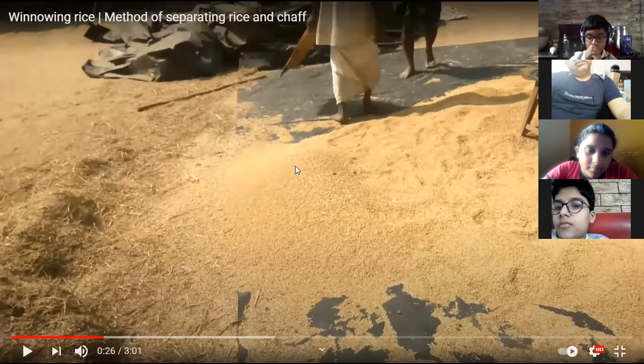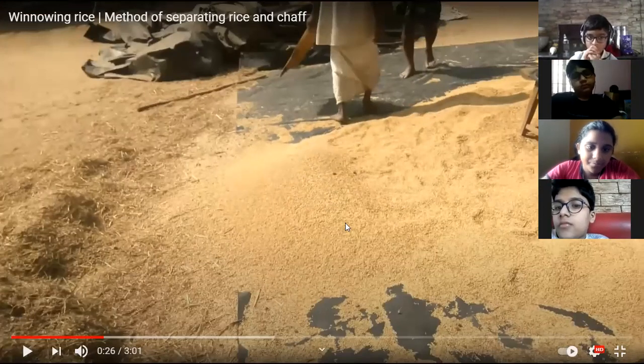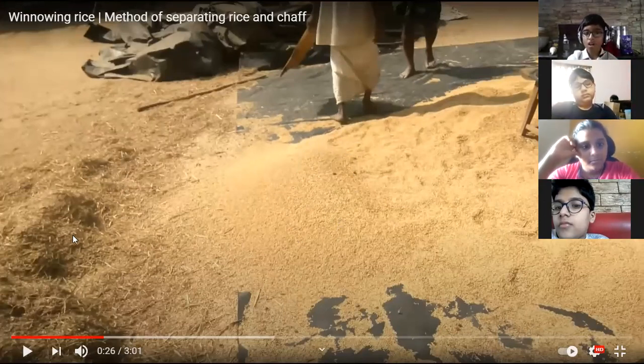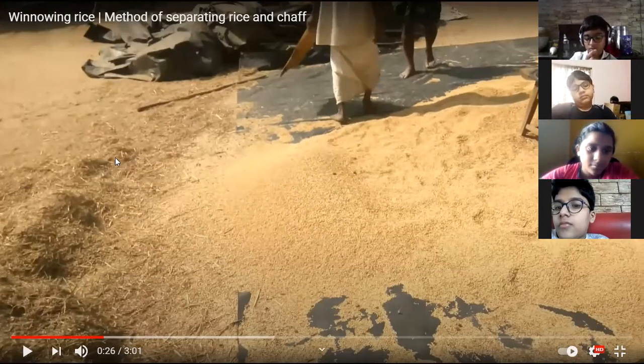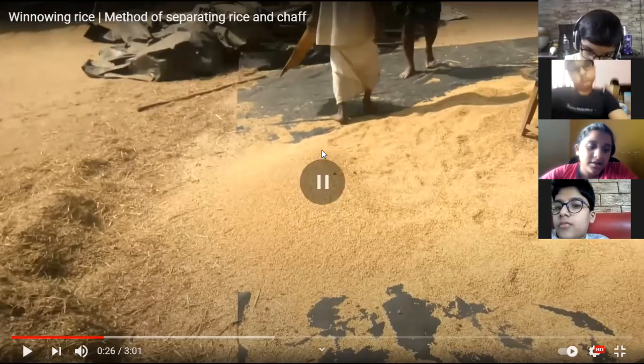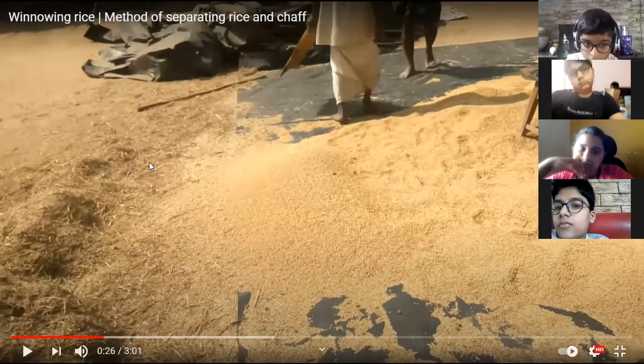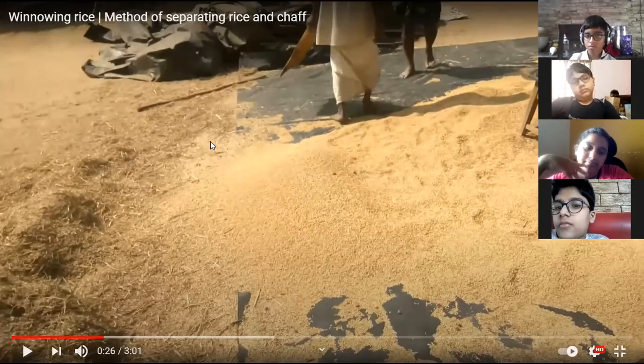Now can you see here? Yes, sir. The grains are falling exactly below the winnowing basket, but the chaff particles move far away, because the chaff or husk is lighter than the grains. These chaff or husk particles will move far away from this heap of the grains. The grains are heavier in nature, so they will fall exactly below the winnowing basket, but chaff is lighter in weight, so they will move far away from the winnowing basket.